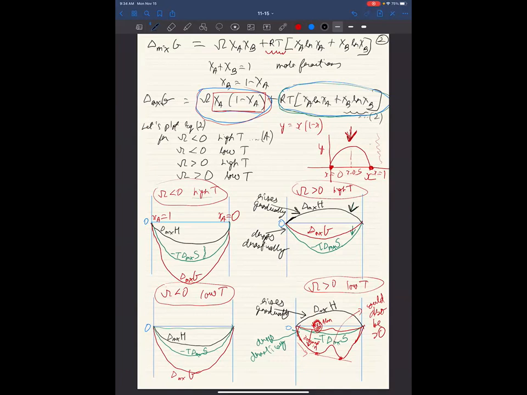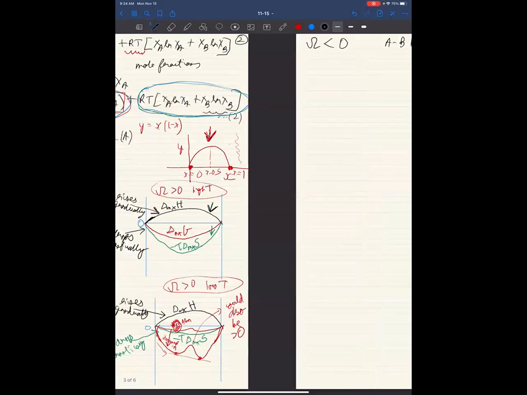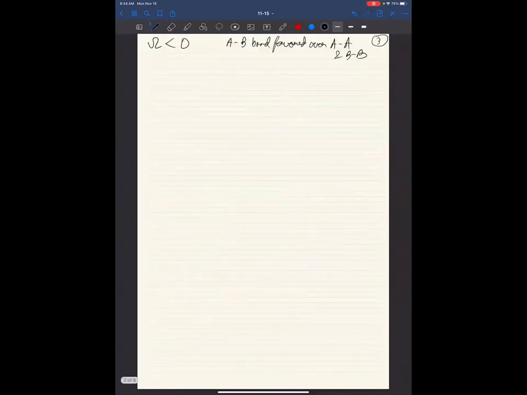Here we had a simple model for entropy, which is XA log XA plus XB log XB. Clearly, for complicated systems, this entropy model wouldn't apply, right? It would become very, very complicated. And that's where computational chemistry becomes a bit hard. But let's get back here. So we have omega negative, which means AB bond preferred over AA and BB.